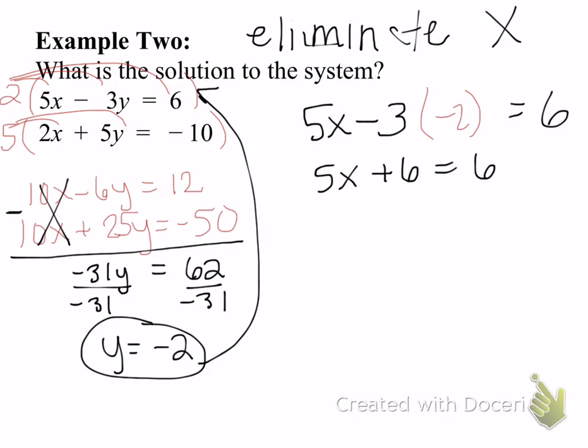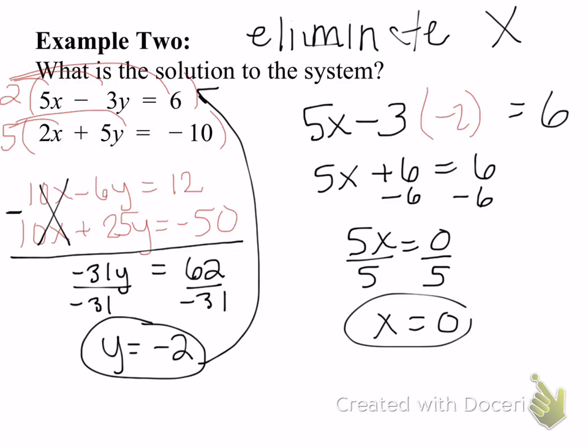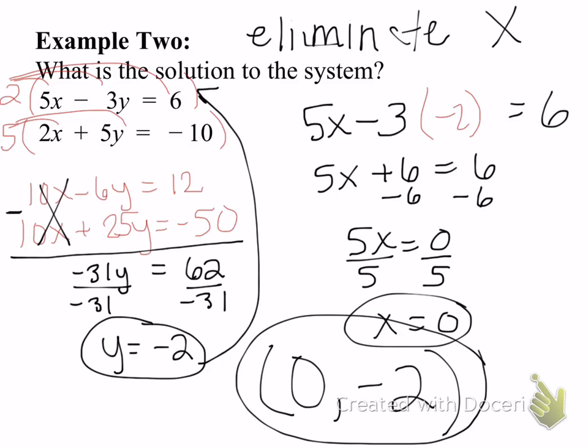Now we got to solve for x, so minus 6 on both sides. You got 5x equals 0. Divide by 5 on both sides, x equals 0. So you write your answer in ordered pair. 0, negative 2 is your answer. All right, let's go ahead and jump to example number 3.